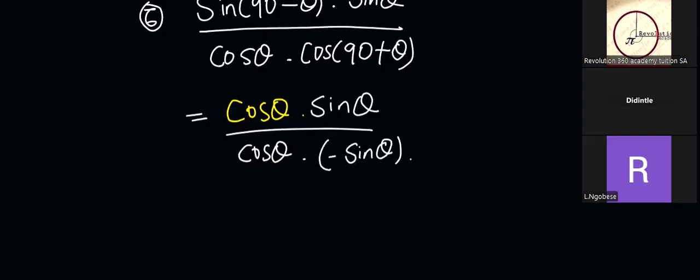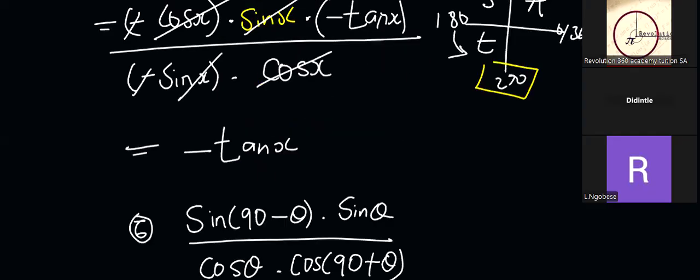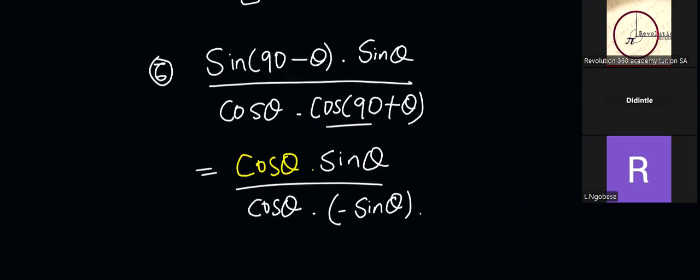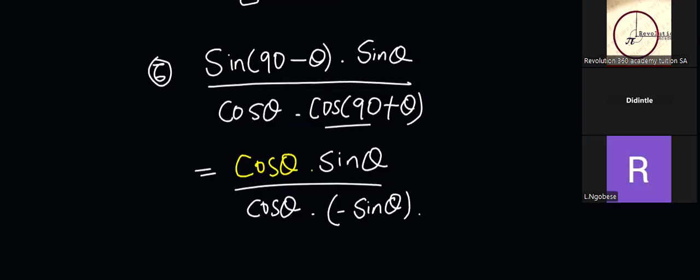90 plus, if you check here, it's 90 plus. It means to say we are on the second quadrant. And then on the second quadrant, cos is what? Just a second. Okay, let me write it here. 0, 360, 90, 180, 270. So let's double check it again.